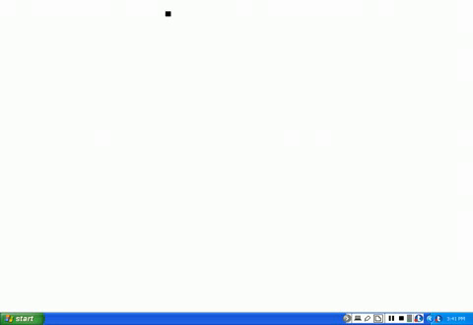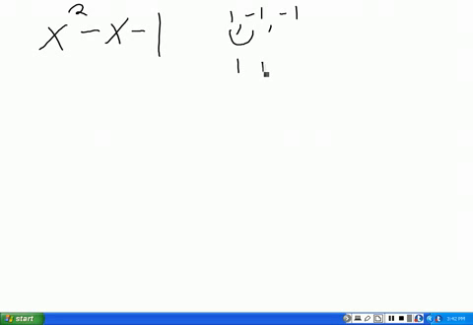Okay, let's do an example of Descartes' rule of signs. So suppose we have something like this. Okay, what does Descartes' rule of signs tell us? Well, what we do is we count the sign changes of the coefficients. Now here, if I were to list the coefficients, they'd be 1, -1, -1. So that means the sign changes once when it goes between 1 and -1. So this tells us that there is exactly one positive root.